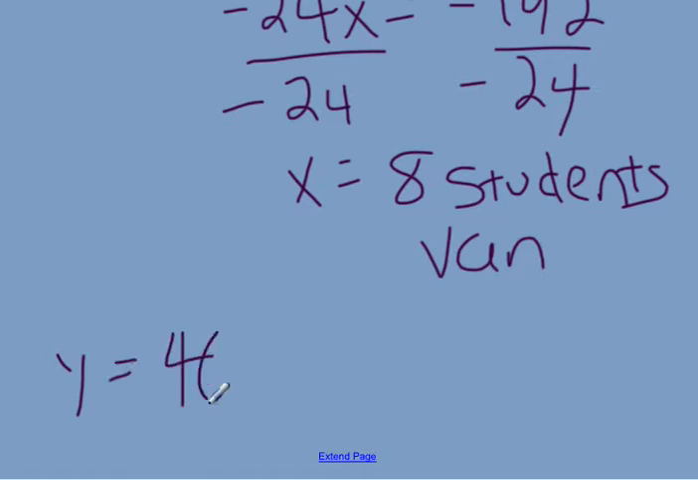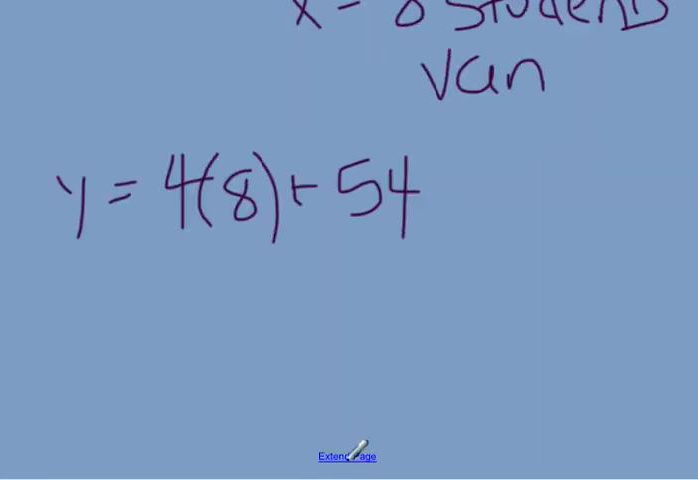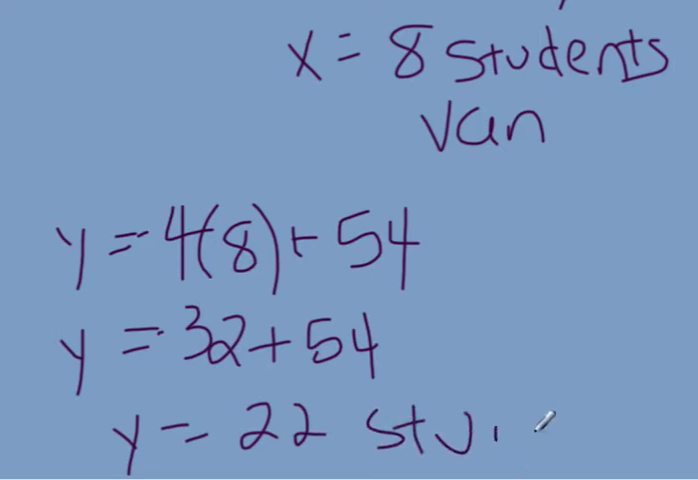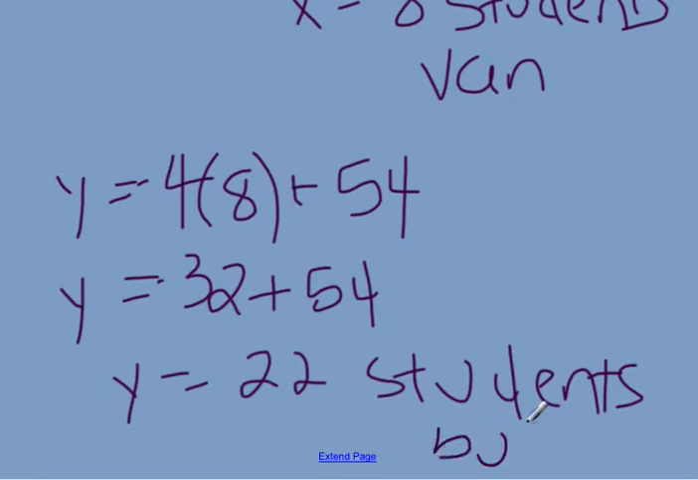So I'm going to do 4, and instead of writing x, I'm going to do 8. And then I'm going to add 54. So I'm going to have y is equal to 4 times 8 plus 54. So that's going to be y is equal to 32. Oops, this should be a negative 4. So negative 32 plus 54. And then I end up getting that y is equal to 22. Now remember that y represents the number of students that are in the bus. So there are 22 students that are in the bus.